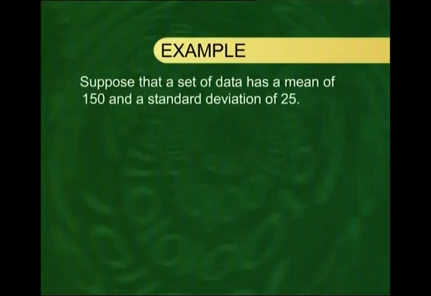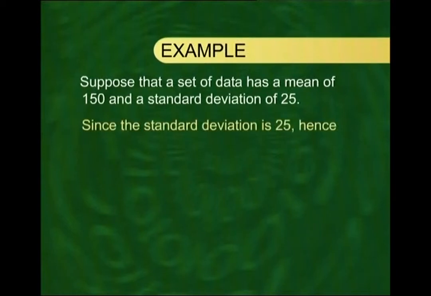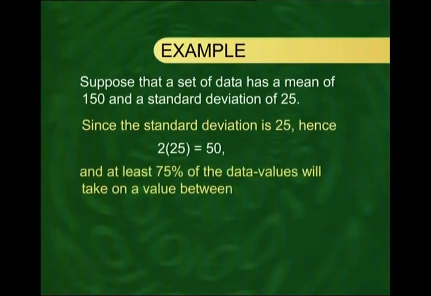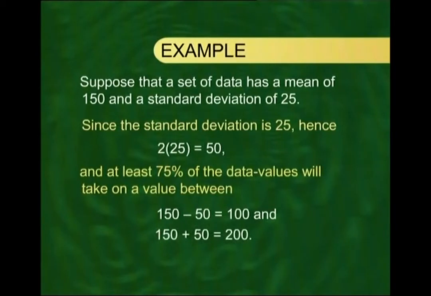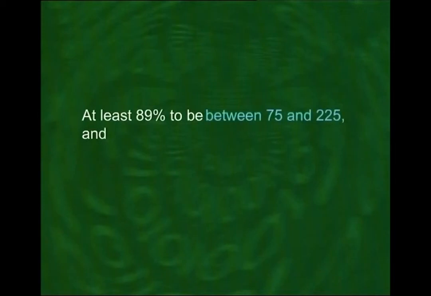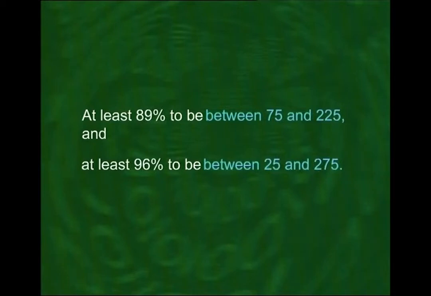Let us consolidate this idea by considering one more example. Suppose that a set of data has a mean of 150 and a standard deviation of 25. Now, multiplying 25 by 2, we get 50. And hence, we can say that we expect at least 75% of the data values to lie between 150 minus 50, that is 100, and 150 plus 50, that is 200. By similar calculations, we find that we can expect at least 89% of the values to lie between 75 and 225, and at least 96% to lie between 25 and 275. Ye to hua hamara ek data set.